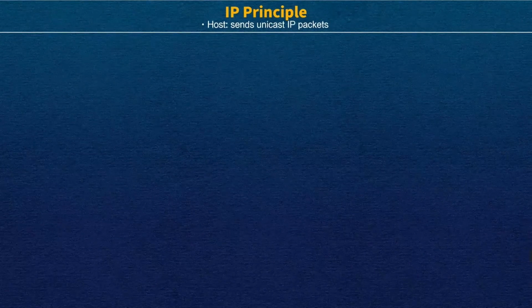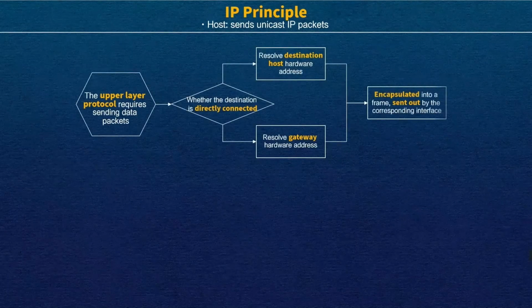First scenario: if now the terminal host wants to send unicast IP packets, what's the key process of the terminal? This is the process. First, the upper layer protocol requests sending data packets. For example, now on the DOS of the terminal, we use the command ping 1.1.1.3. This is the ICMP protocol asking the host to do the encapsulation.